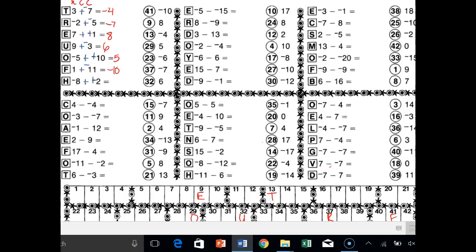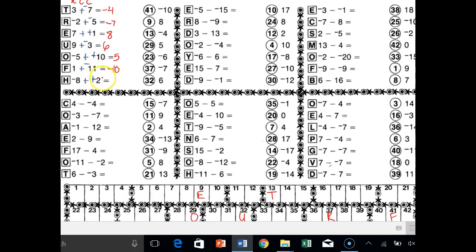And the last one. Negative 8 plus positive 2. That's different signs, subtract. So 8 minus 2 is 6, but I have more negatives. Negative 6. So on 23, I will put H.